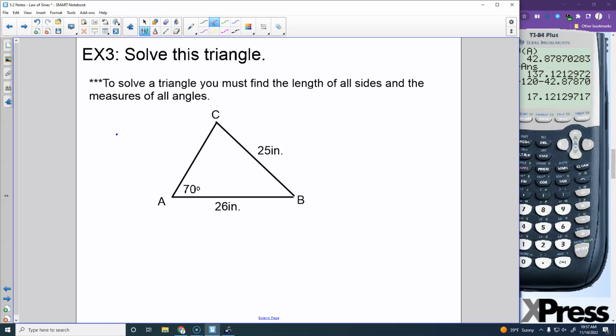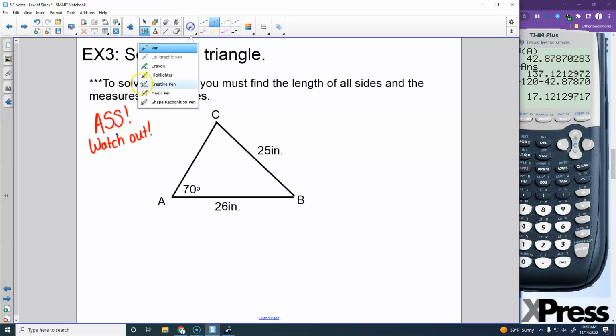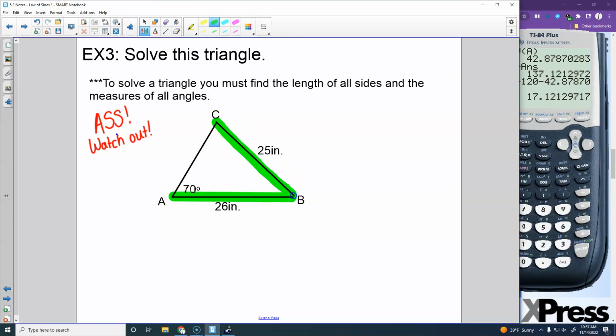So, do we have to be careful on this one? Yeah. We've got an angle and two sides. The angle is not in between. So, angle, side, side. Watch out. If it is side, angle, side, the two sides that you know, it will be the angle that forms where they meet. So, it would be this angle right here. Okay, so if it is not, then it's going to be angle side, side.